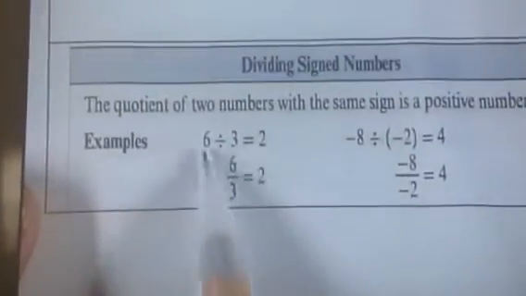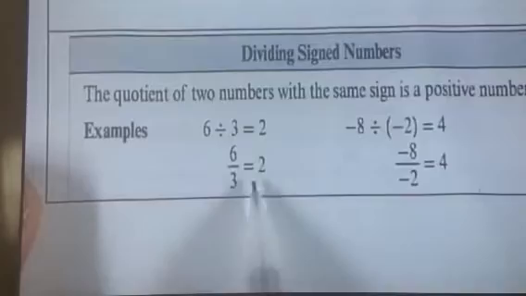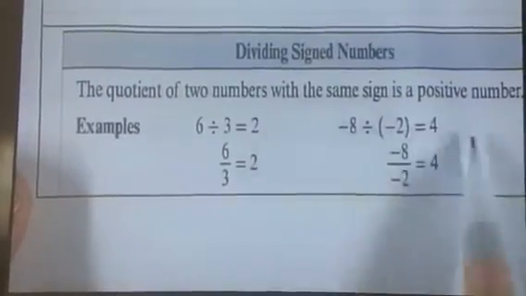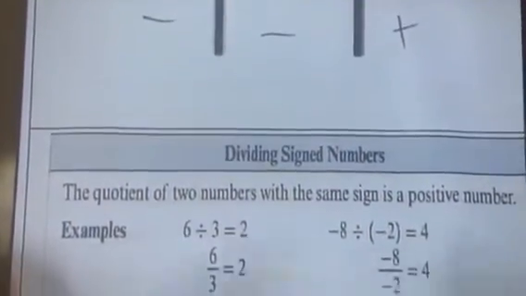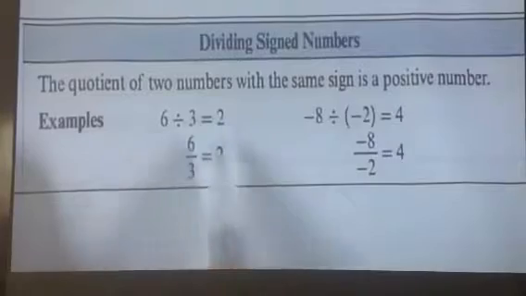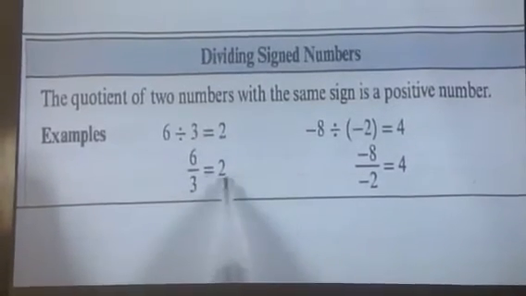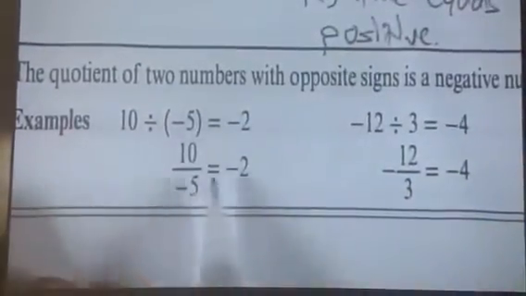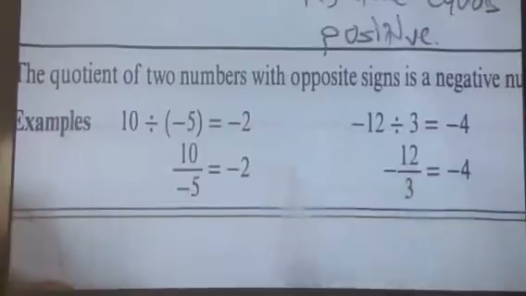If you've got a positive divided by a positive, that gives you a positive, which you already knew. And if you've got a negative divided by a negative, that gives you a positive. So same thing here. If you're dividing two numbers that have the same sign, your answer is always going to be a positive. If you are dividing two numbers that have opposite signs, your answer is always going to be a negative.